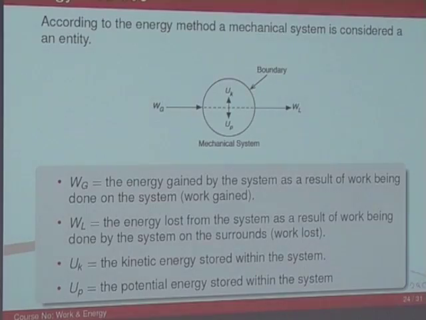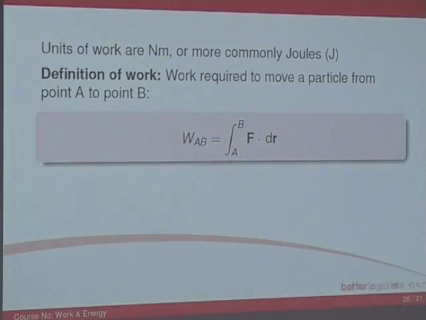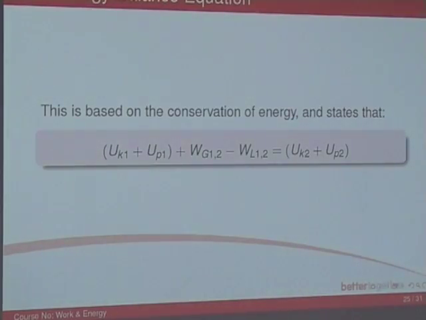We know from conservation of energy that work cannot be created or destroyed. It can only be transferred. By equating the two sides, we've got the kinetic energy and the potential energy at one point, plus the work gained between those 2 points, minus the work lost between those 2 points, must equal the mechanical energy at point 2. This is known as the work energy balance, or energy balance equation. Right, now we've got another example that I'll go through.